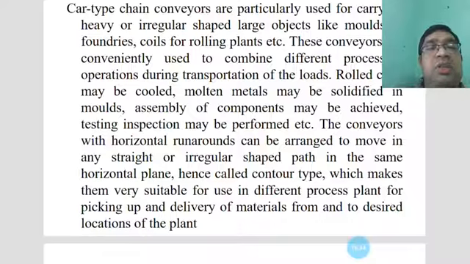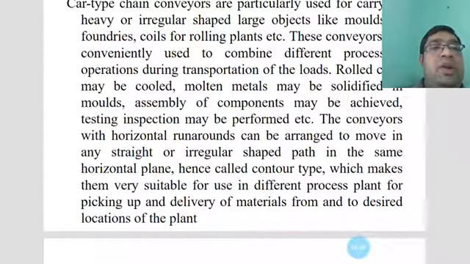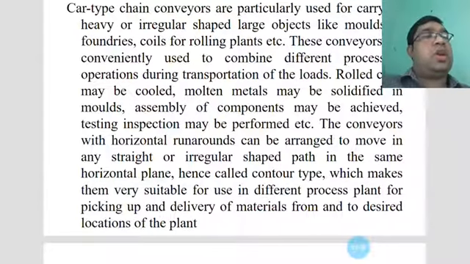The plant requires the pick up and delivery of materials from and to desired locations. We require the picking of materials in the plant, and the materials also will be delivered to different locations of the plant. Inside the plant you have to use the CarType conveyors. Inside the plant, different shops require the transfer of different products; sometimes you pick up materials from one shop and convey them to another shop.